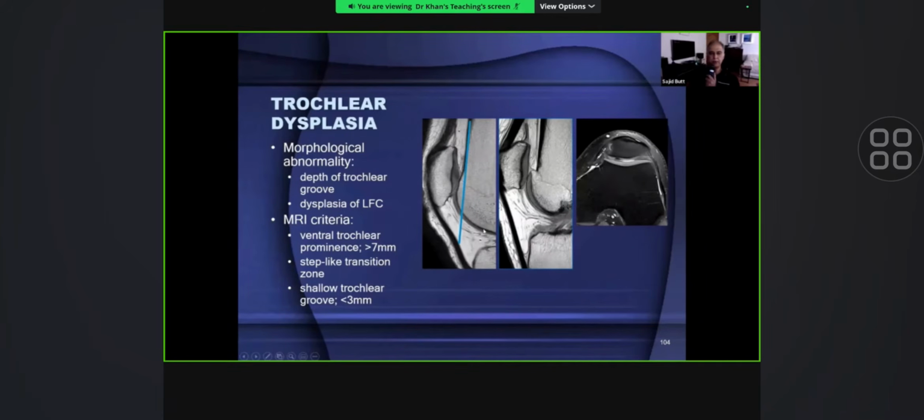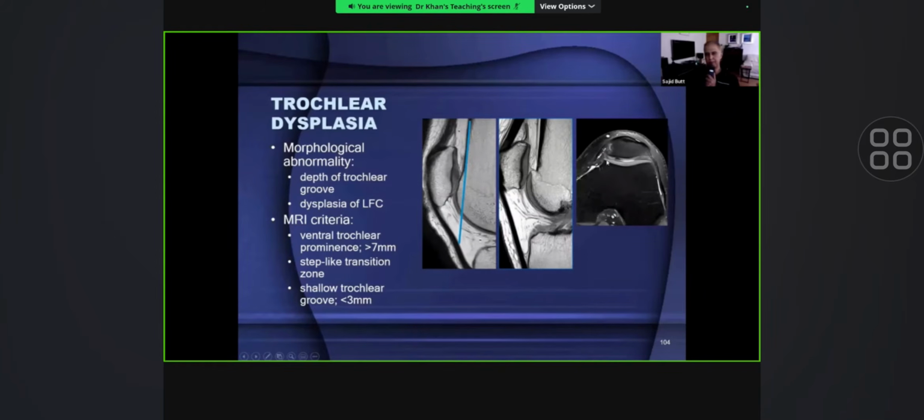Another very useful observation which indicates the presence of a dysplastic trochlea is in the sagittal imaging. Normally, you get very little femoral condyle going in front of the line which you draw from the anterior margin of the femoral cortex down. When you get this sort of a step-like deformity here, that's a very good indication of a dysplastic trochlea.